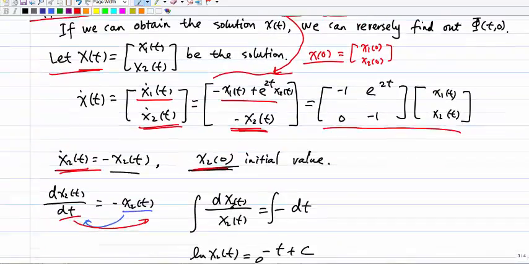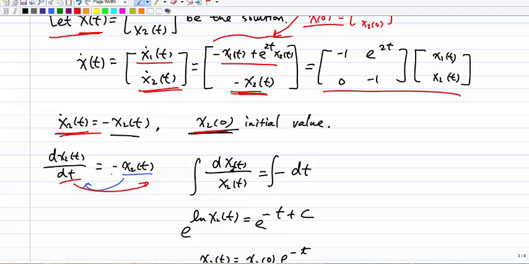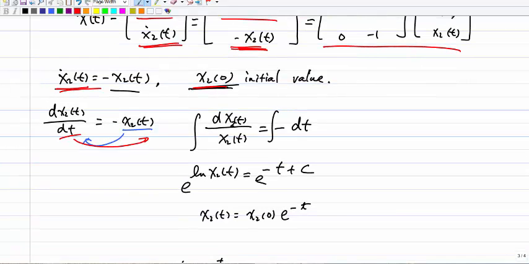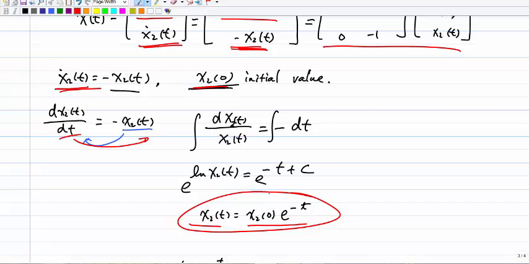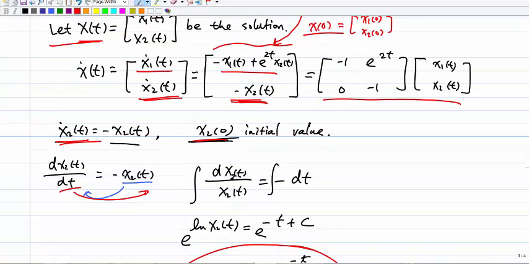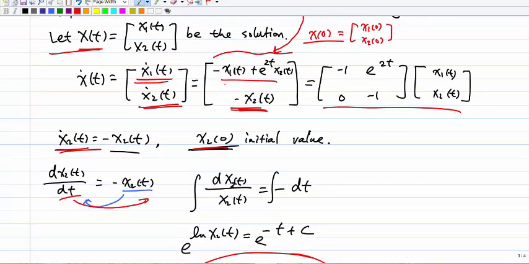I don't want to talk about too much detail about the differential. It's quite straightforward. The solution is just given by x2t is x20 times e to the minus t. So I give you some steps over here, but actually it's very straightforward. So I can find a solution x2t, which is just x20 times e to the minus t. Alright, so the first equation is given by this.